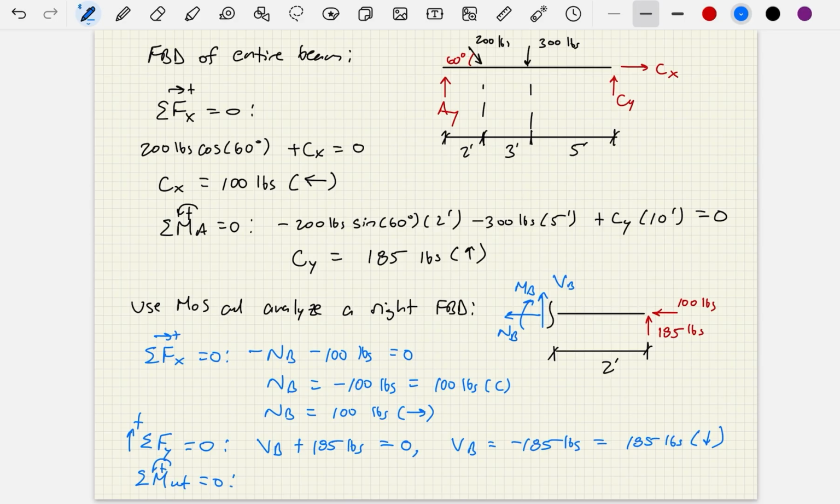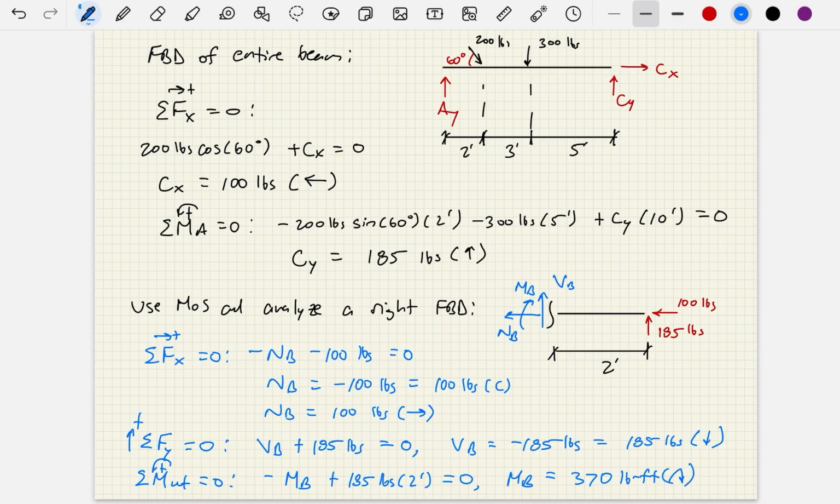Counterclockwise is positive. And so again, I'm going to sum moments about this cut point right here. So when I do that, I'm going to write negative MB, and then I'm going to say plus 185 pounds times 2 feet equals 0. So MB is equal to 185 times 2, so I get 370 pound-feet, and it came out positive, so this one is in fact rotating clockwise.